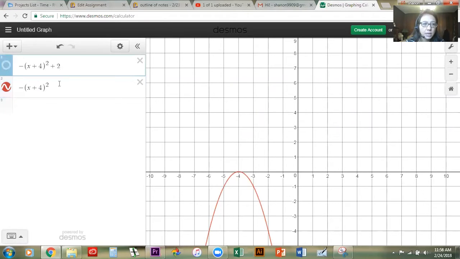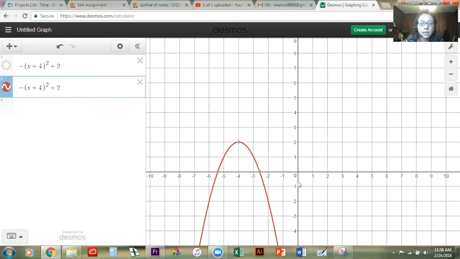Finally, the last piece says to shift the parabola up 2. That constant at the end is a vertical shift. It says up 2, and we can see our final shape. It is a parabola opening downwards because of the negative, shifted left 4 and up 2, that is, with a vertex at (-4, 2).